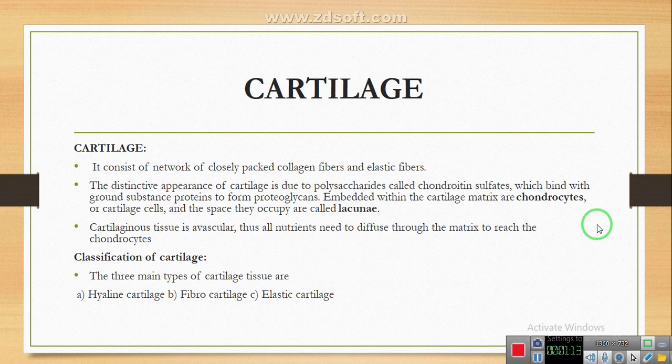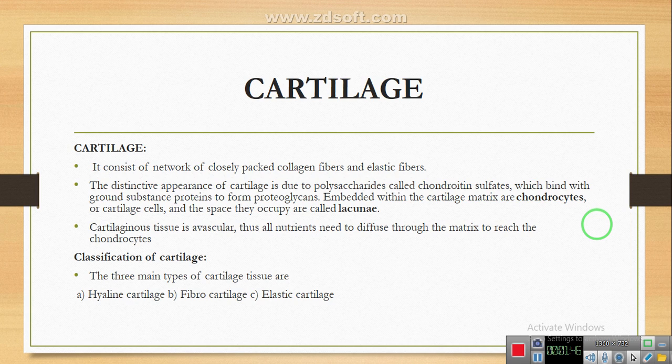So here I am starting with the supportive connective tissue, which include the bone and the cartilage. So what do you mean by cartilage? Basically, the cartilage is a network of the closely packed collagen fibers and the elastic fibers. It has a distinctive appearance due to the presence of the polysaccharides, which is known as the chondroitin sulfates. This chondroitin sulfate bind to the ground substance and the protein fibers to form the proteoglycans.